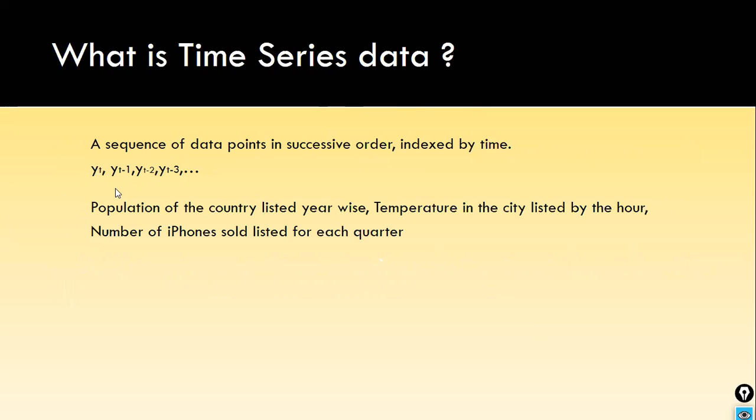Okay, so what is Yt, Yt minus 1, Yt minus 2 and Yt minus 3? What does it say? Lag 1. This is today's price and yesterday's price, day before yesterday and prior to day before yesterday. Lag 1, lag 2, lag 3. And the population of the country listed year-wise, temperature in the city listed by the hour, or each quarter. You want to see, right? What is the forecasted price for this one?